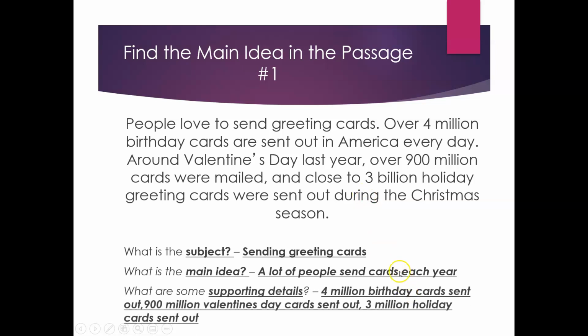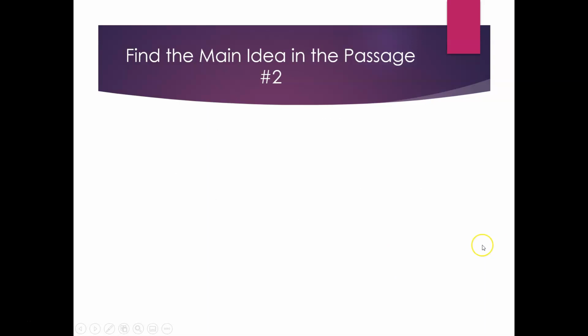How did we figure that out? Well, we used our supporting details. 4 million birthday cards were sent out. 900 million Valentine's Day cards were sent out. And 3 billion holiday cards were sent out. Those are our supporting details. Those help the main idea be strong. Our supporting details support what we say about the main idea. Let's try number 2.